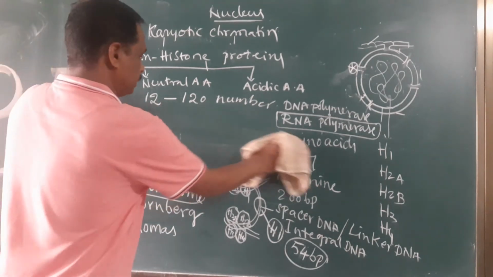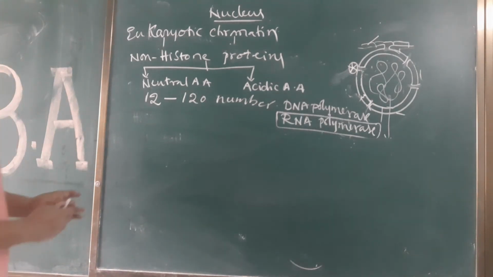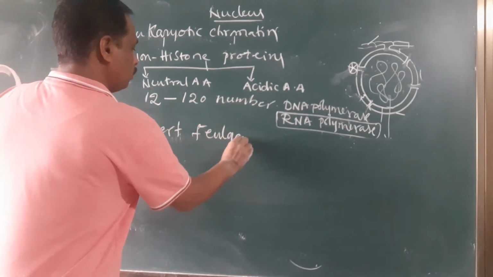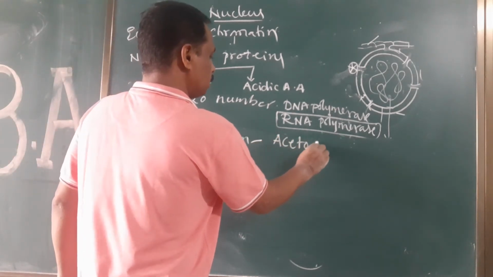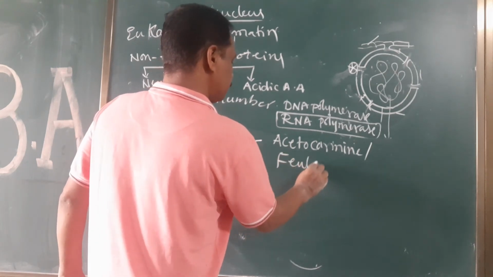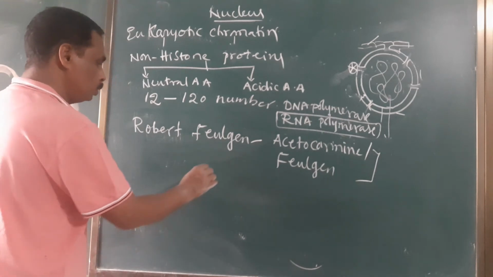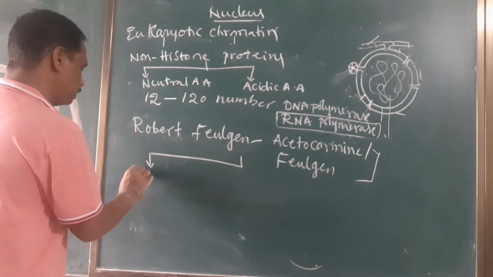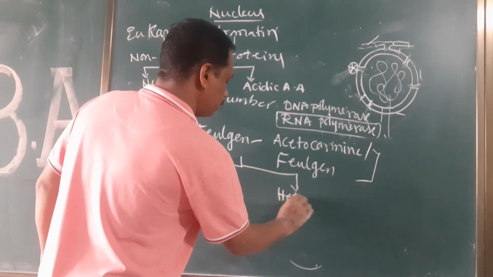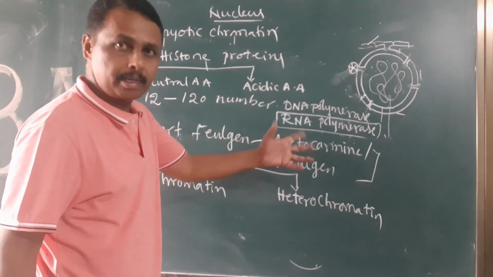Now, Robert Feulgen prepared a staining dye which is called acetocarmine, or Feulgen reaction. According to this staining material, in this chromatin material, we can see two distinctive regions. One distinctive region is called euchromatin. The other one will be called heterochromatin. Euchromatin, heterochromatin, according to this acetocarmine dye or Feulgen reaction.